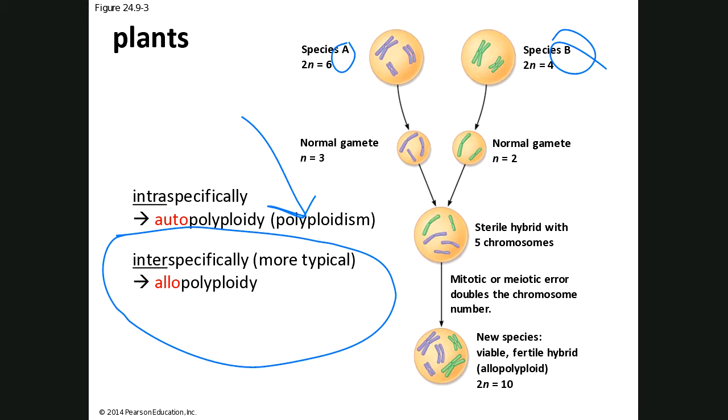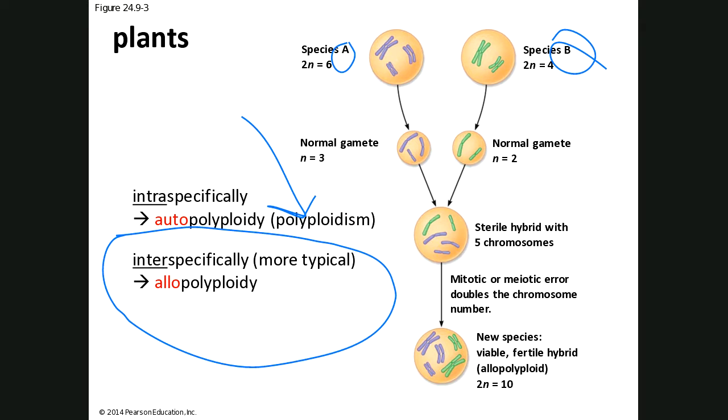Now, plants do this rather regularly. Well, not regularly. They do it more regularly than animals. And more importantly, it appears among plants that changing chromosome numbers, either through autopolyploidy within a species or allopolyploidy between species, is not as immediately a death sentence as it is in animals. There's not a lot of animals out there that can tolerate polyploidism.